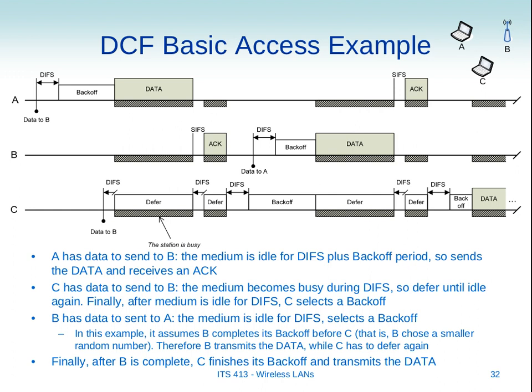Now, what if we had a slightly different scenario? What if station B, when it chose its random number here in the back off, chose 6 instead of 10? What happens? Everything's the same except station B chose six slots to back off instead of 10.